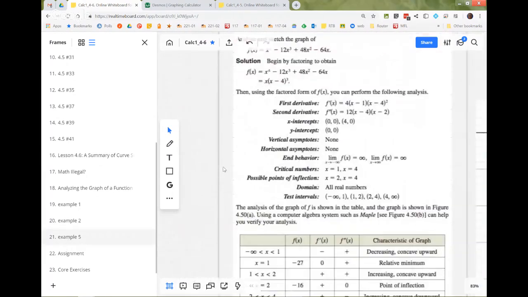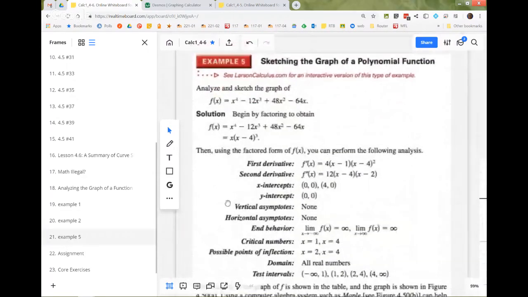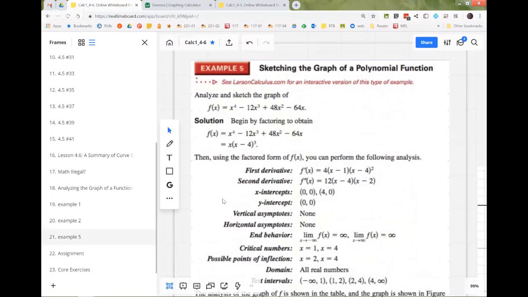Okay, this is example 5 in the book. I'll try to make it big enough so you can see it. Sketching the graph of this one. Notice this one looks less complicated. Why? I know it's a lot of terms: x to the 4th minus 12x cubed plus 48x squared minus 64x. But you notice there's no denominator? That means if we don't have a denominator, then we don't have any vertical asymptotes.